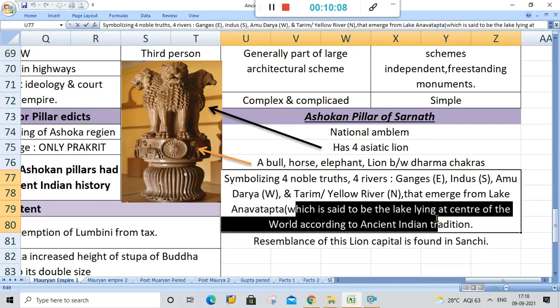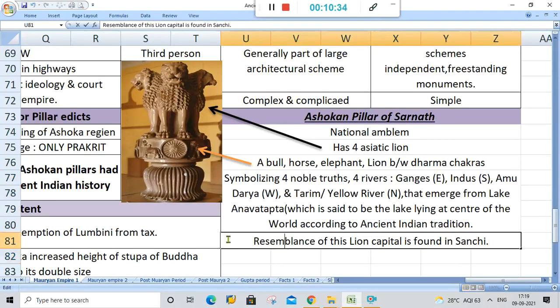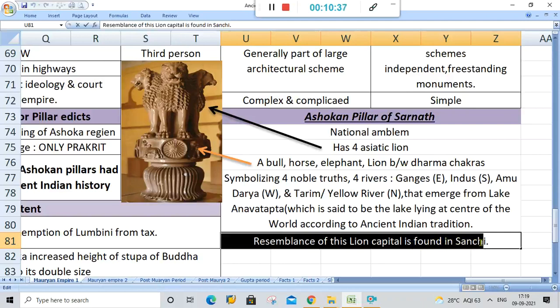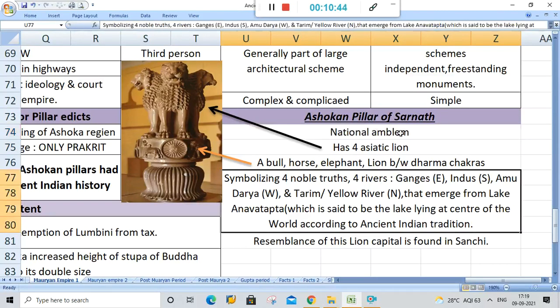Anavatapta, which is said to be the lake lying at the center of the world according to ancient Indian tradition. So it is said that this lake is in the center of the world according to the ancient scriptures or ancient beliefs. So the directions of these four rivers are taken with this lake as the center. And it resembles the lion capital which is found in Sanchi, as I've said in the previous point.